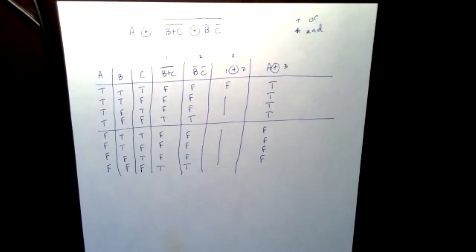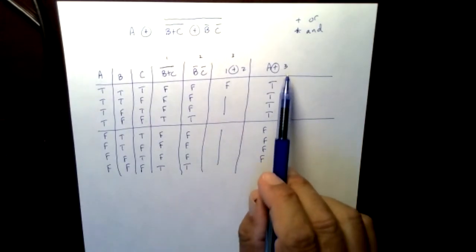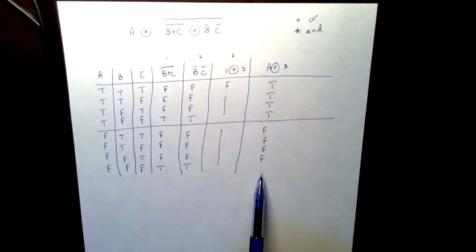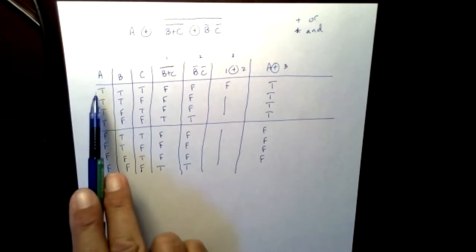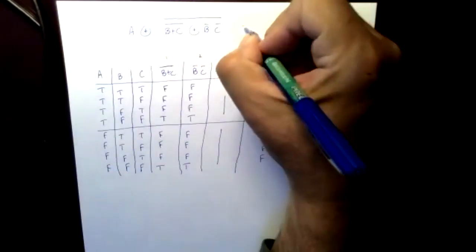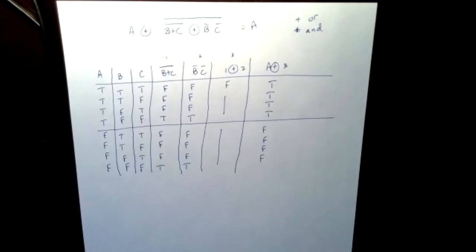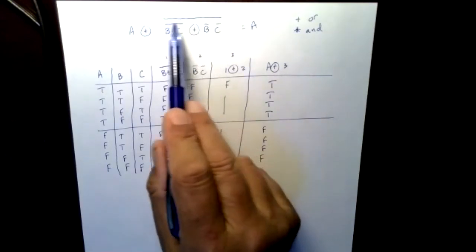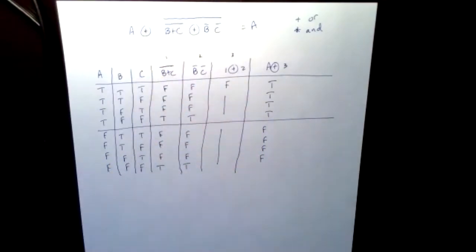So if I really took a look at this, this guy is actually the same as what? Just A. Column A. So this is the same as A. So I could eliminate all of those gates and just have my A line coming in. Doesn't matter what B is, doesn't matter what C is. So if I was able to take a look at this and try to clean it up by using identities, it would in fact simplify all the way down to A.